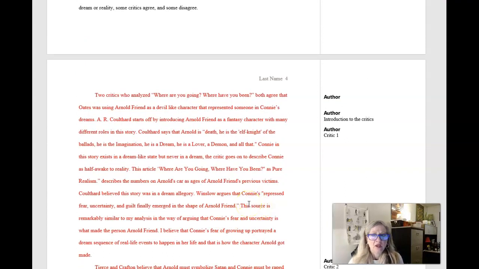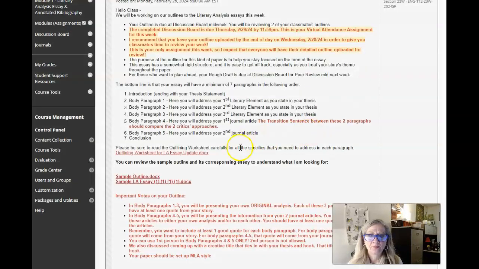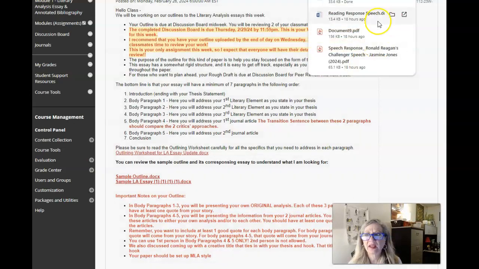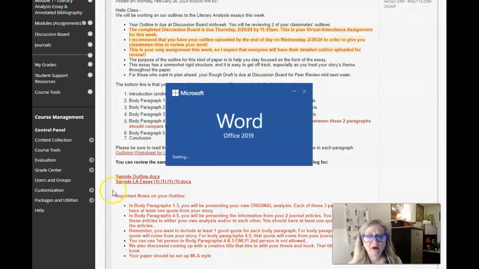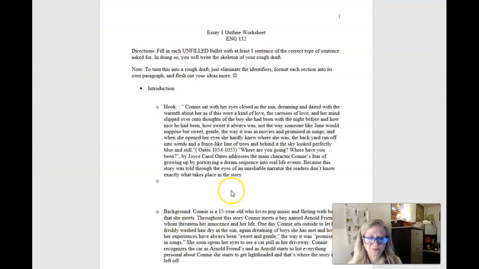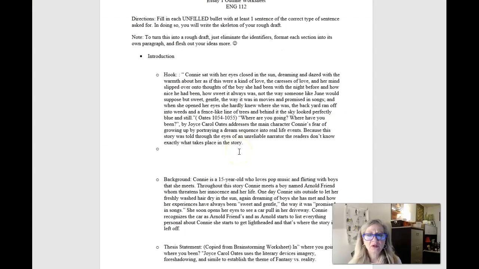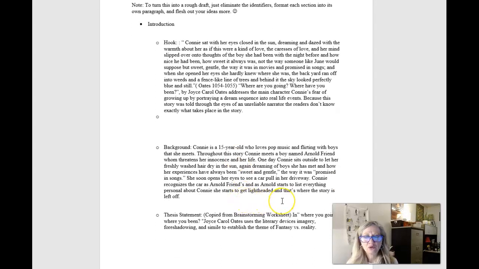So let me get out of here. So again, you'll want to get your outline. Here's this student's sample outline. Let me talk about how this outline looks. This student has a very detailed outline. Your outline doesn't have to be quite this detailed. Essentially, this is the full essay put on the outline worksheet.